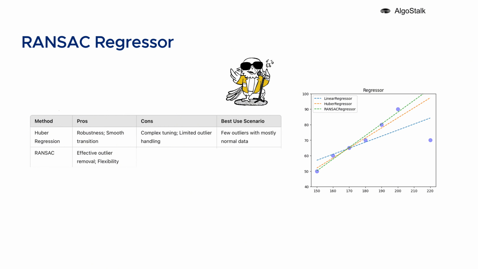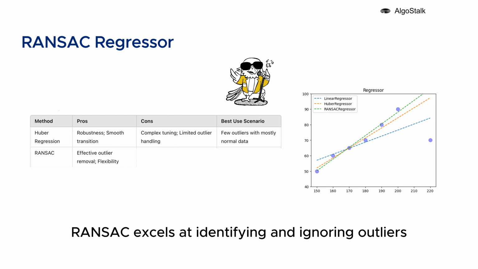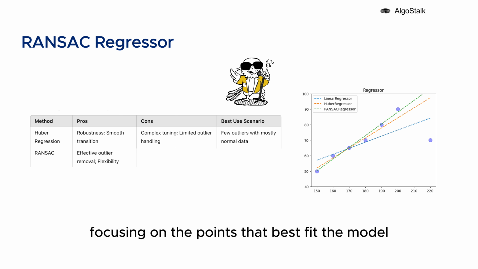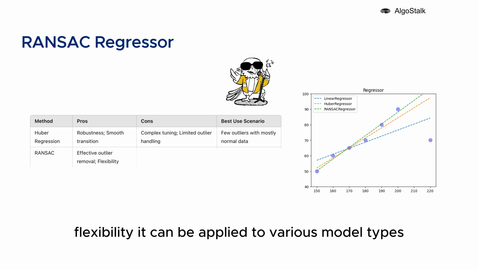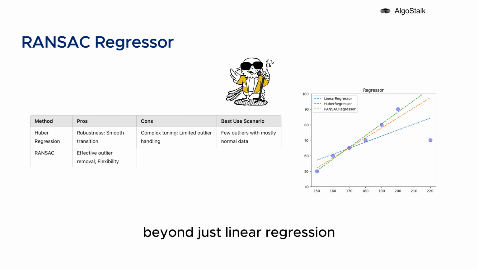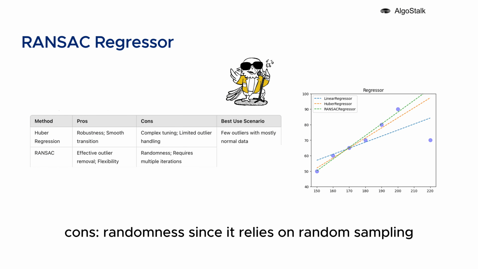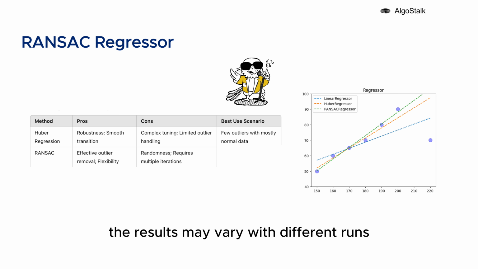Pros: effective outlier removal. RANSAC excels at identifying and ignoring outliers, focusing on the points that best fit the model. Flexibility. It can be applied to various model types beyond just linear regression, making it adaptable. Cons: randomness. Since it relies on random sampling, the results may vary with different runs, leading to less consistency. Requires multiple iterations. It may take longer to find the best model as it requires multiple iterations to ensure reliability.